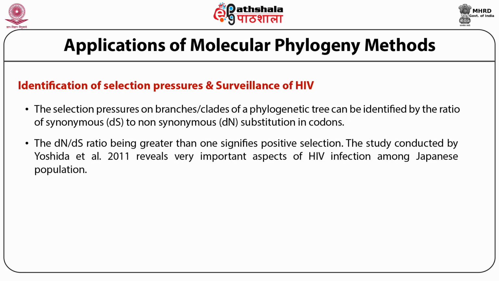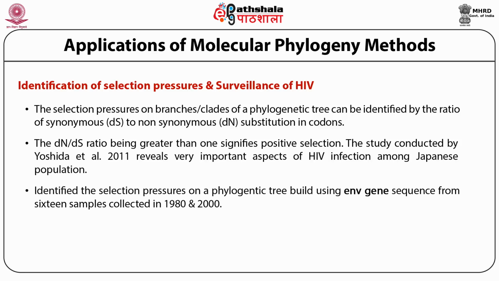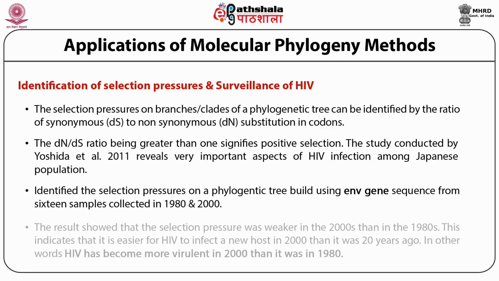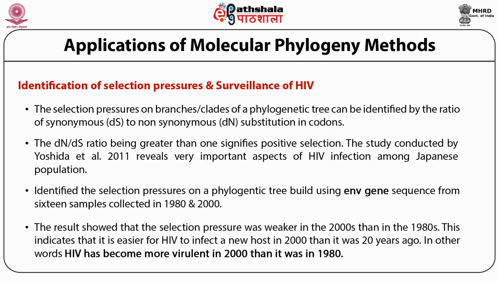The study conducted by Yoshida et al. in 2011 reveals very important aspects of HIV infection among the Japanese population. They identified the selection pressures on the phylogenetic tree built using ENV gene sequences from 16 samples collected in 1980 and 2000. The result showed that the selection pressure was weaker in 2000 than in the 1980s. This indicates that it is easier for HIV to infect a new host in 2000 than it was 20 years ago. In other words, this phylogenetic study has shown us that HIV is becoming more virulent, at least it is more virulent in 2000 than it was in 1980.